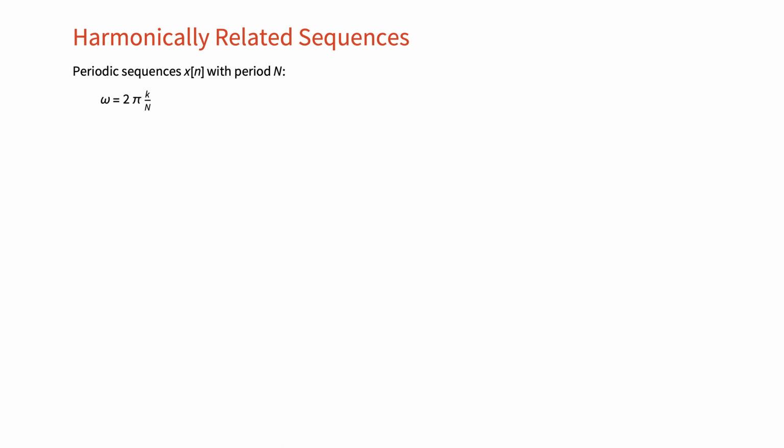So again, for periodic sequences with period N, the frequency must be a rational multiple of 2π, or an integer multiple of 2π/N as shown here. The quantity 2π/N is called the fundamental frequency of the sequence x[n], with k being 1, 2, 3, and so forth.